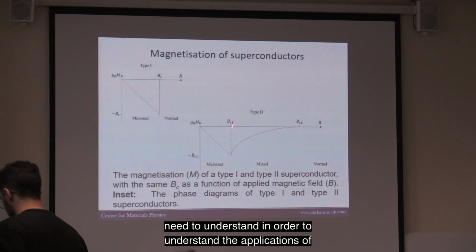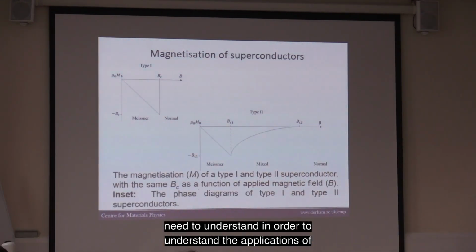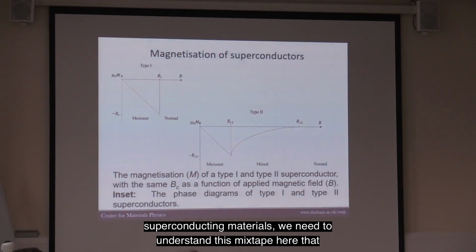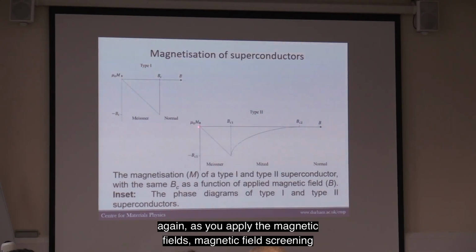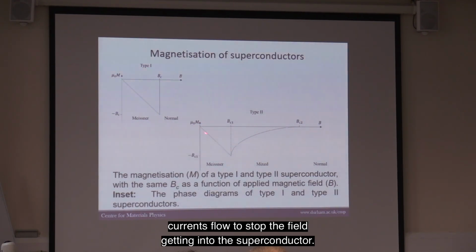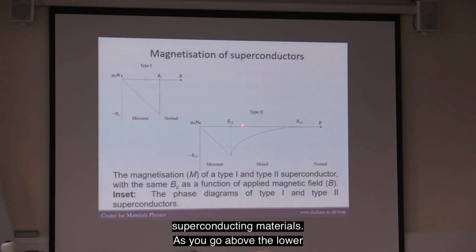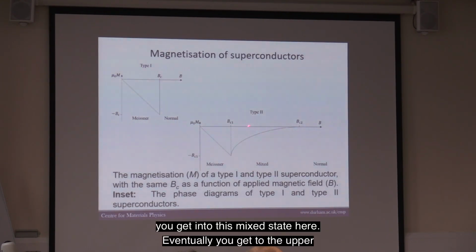But it's not the state that we need to understand in order to understand the applications of superconducting materials. We need to understand this mixed state here that occurs in type 2 superconductors. So in type 2 superconductors, again, as you apply the magnetic field, screening currents flow to stop the field getting into the superconductor. And that occurs for fields up to the so-called lower critical field, which is different for each of the different high field superconducting materials. As you go above the lower critical field and increase the applied field further, you get into this mixed state here.